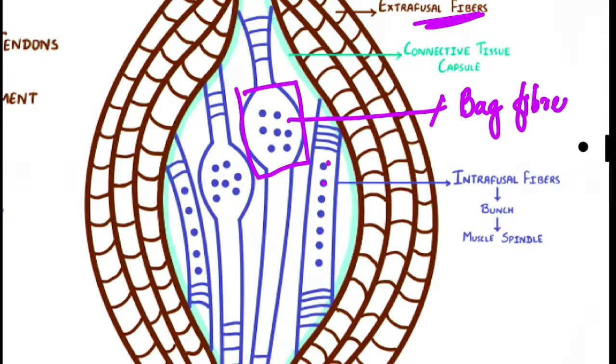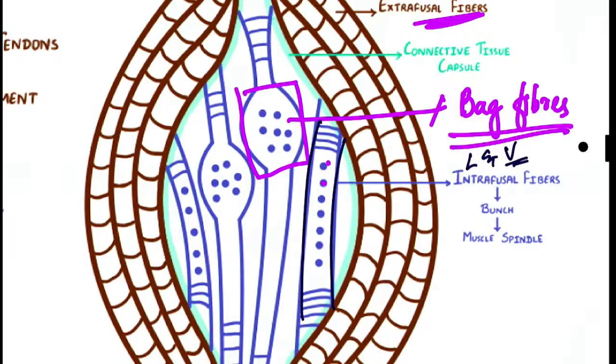Nuclear bag fibers. Okay, and what do they pick up? They pick up the length as well as velocity. Okay, coming to the one which is over here, these are the chain fibers. Okay, they are arranged in a chain-like fashion.